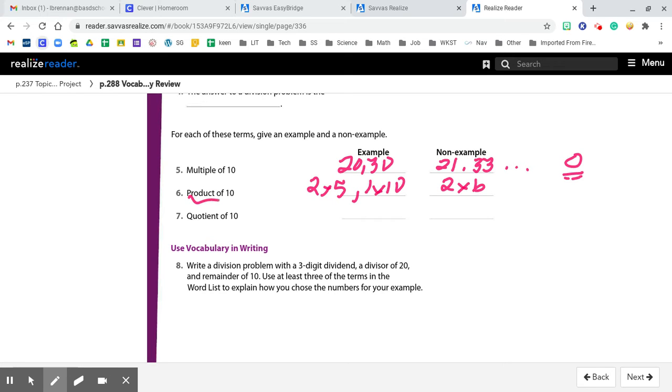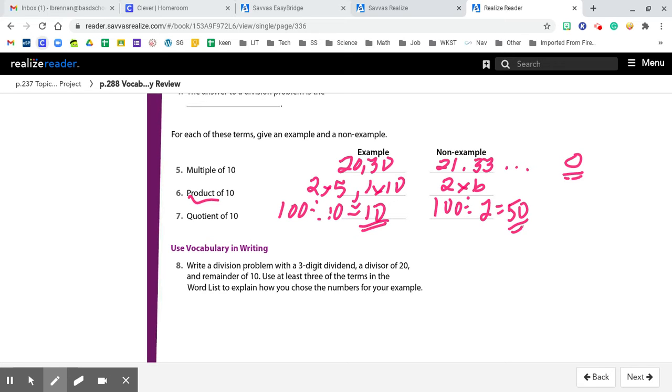And a quotient of 10 would be like saying 100 divided by 10 equals 10. So we want the answer of a division problem to be 10. That would be the quotient of 10. A non-example would be 100 divided by 2 would be 50. That is not an answer or a quotient of 10.